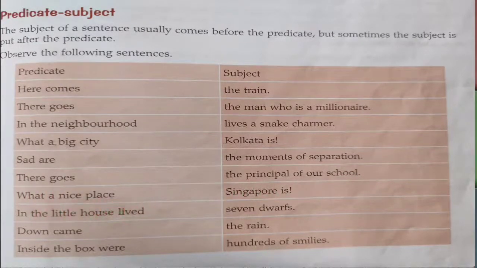What a nice place Singapore is. And especially in an exclamation sentence, always predicate is coming first and subject is coming afterwards. In the little house lived 7 dwarfs. Down came the rain. Inside the box were hundreds of smiles.